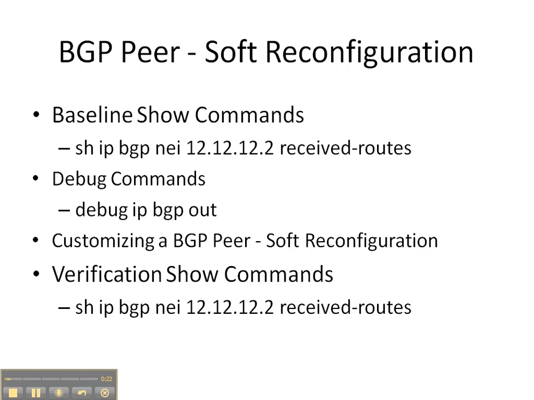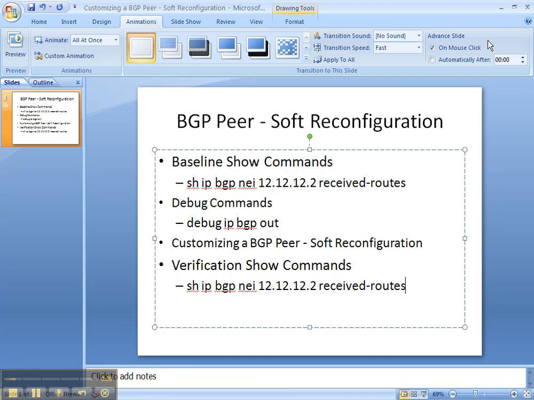And then also on router 1, we're going to enable a debug IP BGP out command, and then we're going to customize a BGP peer soft reconfiguration, and then finish it with a verification command to see if the baseline has changed any once we've configured it.